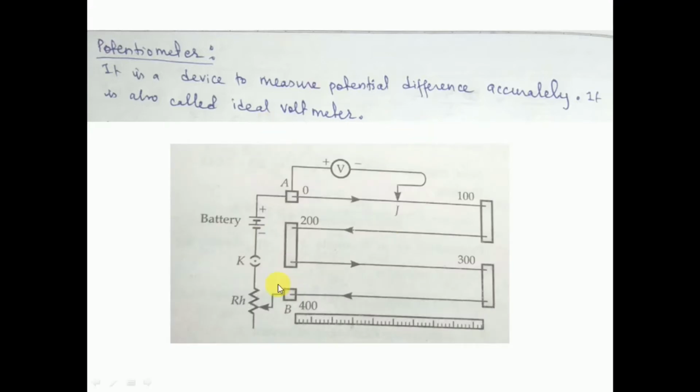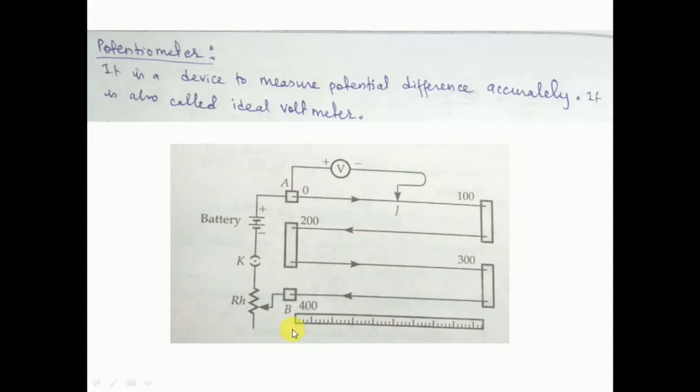So this is a potentiometer. It has a very long wire made out of manganese. The wire is AB, and it may vary from 400 centimeter to 1000 centimeter. And we have one battery, which we call the auxiliary cell or auxiliary battery, one rheostat to control the current through the potentiometer, and one voltmeter here to measure the potential difference.